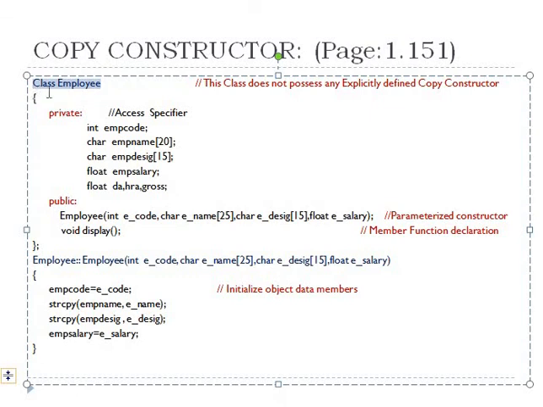The program starts with a class identified by the name employee. If you look at this class, there are two member functions. Out of these two member functions, one is a constructor. This is a constructor as its name resembles the name of the class, which is also employee. Now as this constructor contains 4 parameters such as eCode, ename, edesig and eSalary, so this is known as a parameterized constructor.